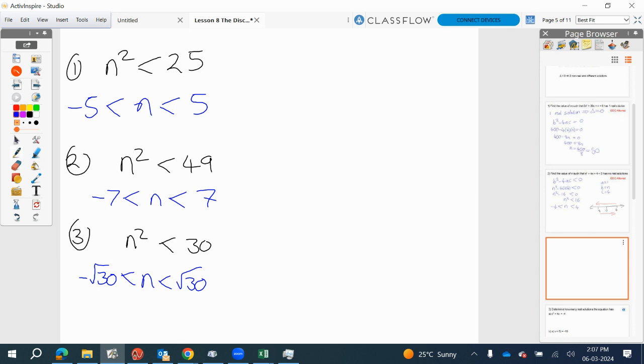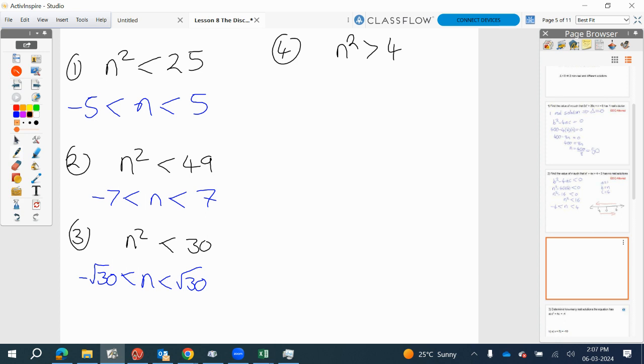Let me do some more. All right, so let me make it slightly harder. Watch this one. This one's different. Let's say n squared is greater than 4. The answer is not negative 2 is greater than n is greater than 2. It's harder. So yeah, this one's a little trickier.